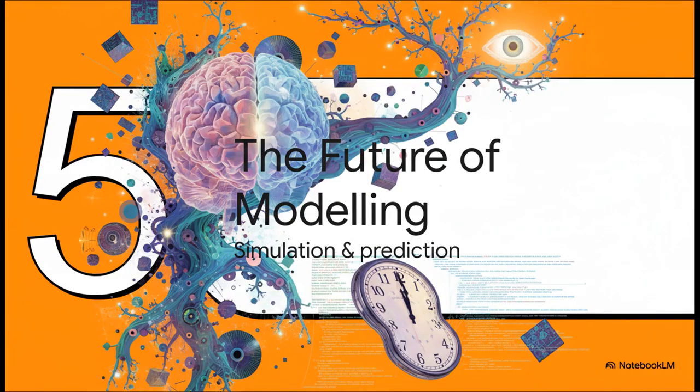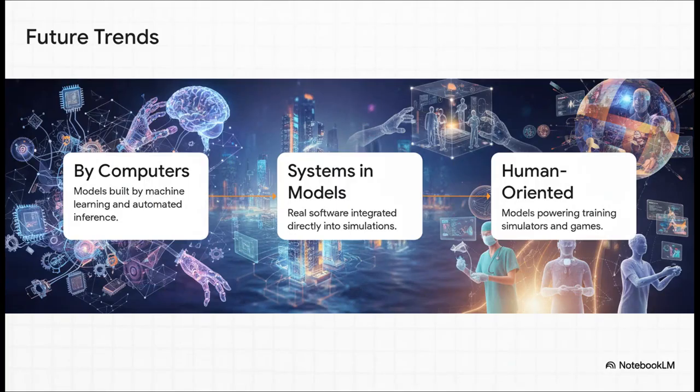All right, so that's where we are now. But if you think this is powerful today, just wait. The whole field is on the verge of a massive revolution. Let's take a quick look at what's coming. It seems to be heading in three main directions. First, we're going to see computers start building models themselves using things like machine learning. Second, the line between the model and the real thing is going to get blurry as we start plugging real-world software right into simulations. And third, models are going to get a lot more human-centric, powering things like hyper-realistic training simulators or incredibly complex video games.